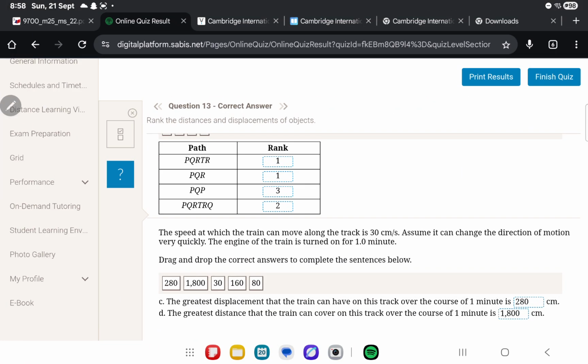So, here, well, let's go back and rewrite our list. This is going to be P to Q, which is 80. This is going to be 0. This is going to be 160. And this is going to be from P to R again. This is the same thing as this. So this is also going to be 160, meaning that these two are the greatest. This is the second greatest, and this is the last.